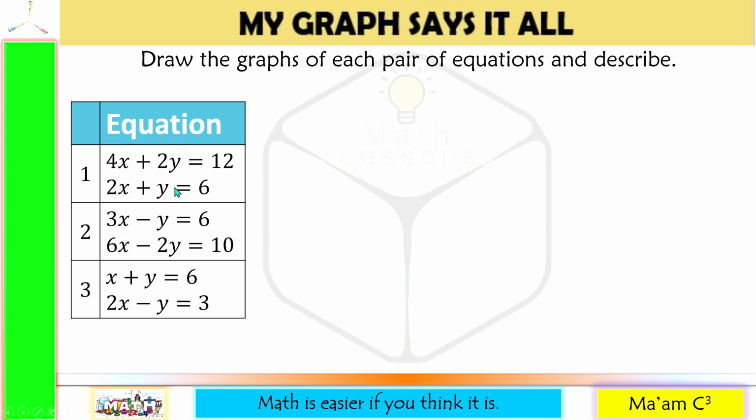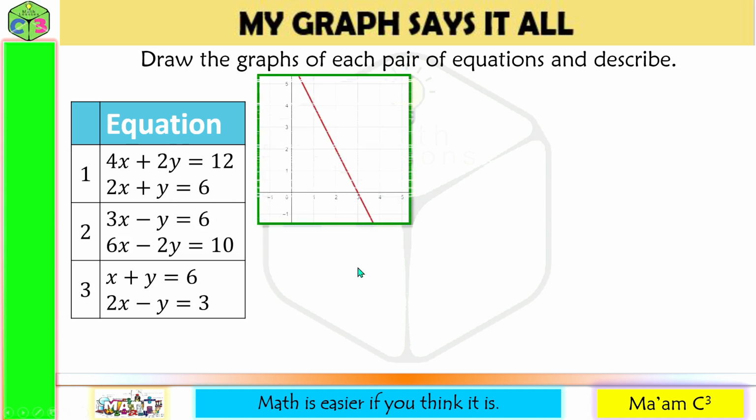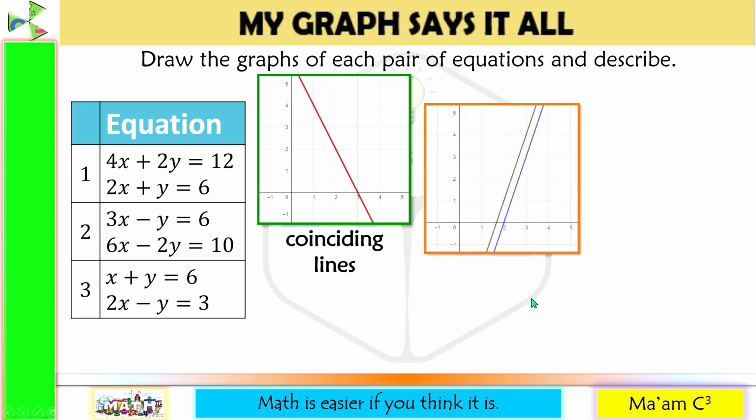The first pair of equations, here is the line that we formed, and we formed coinciding lines. They sit exactly on top of each other. What does this tell us? That there are infinitely many solutions for this type of system. The second pair, let us recall the graph. We formed parallel lines. And I bet you know that parallel lines never meet. So meaning, no intersection, no solution.